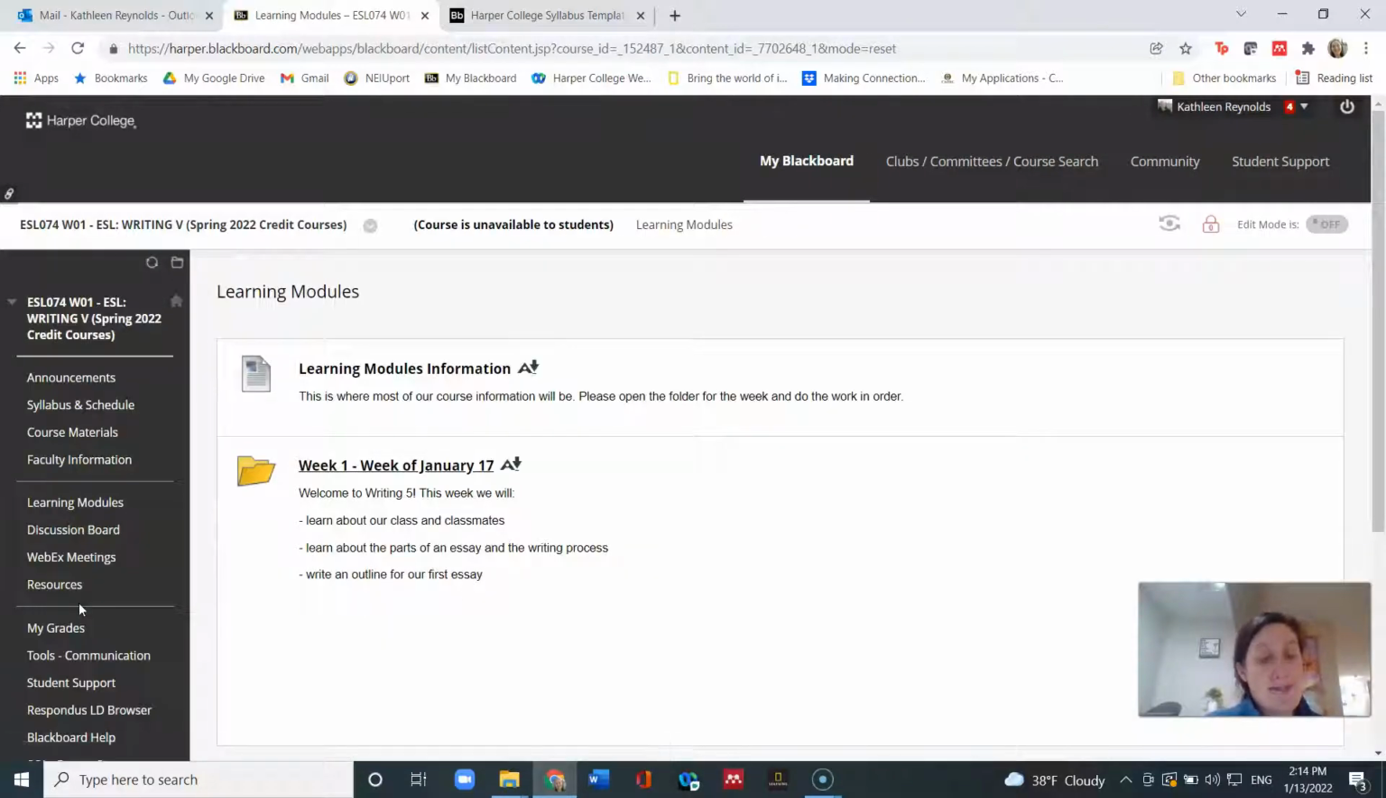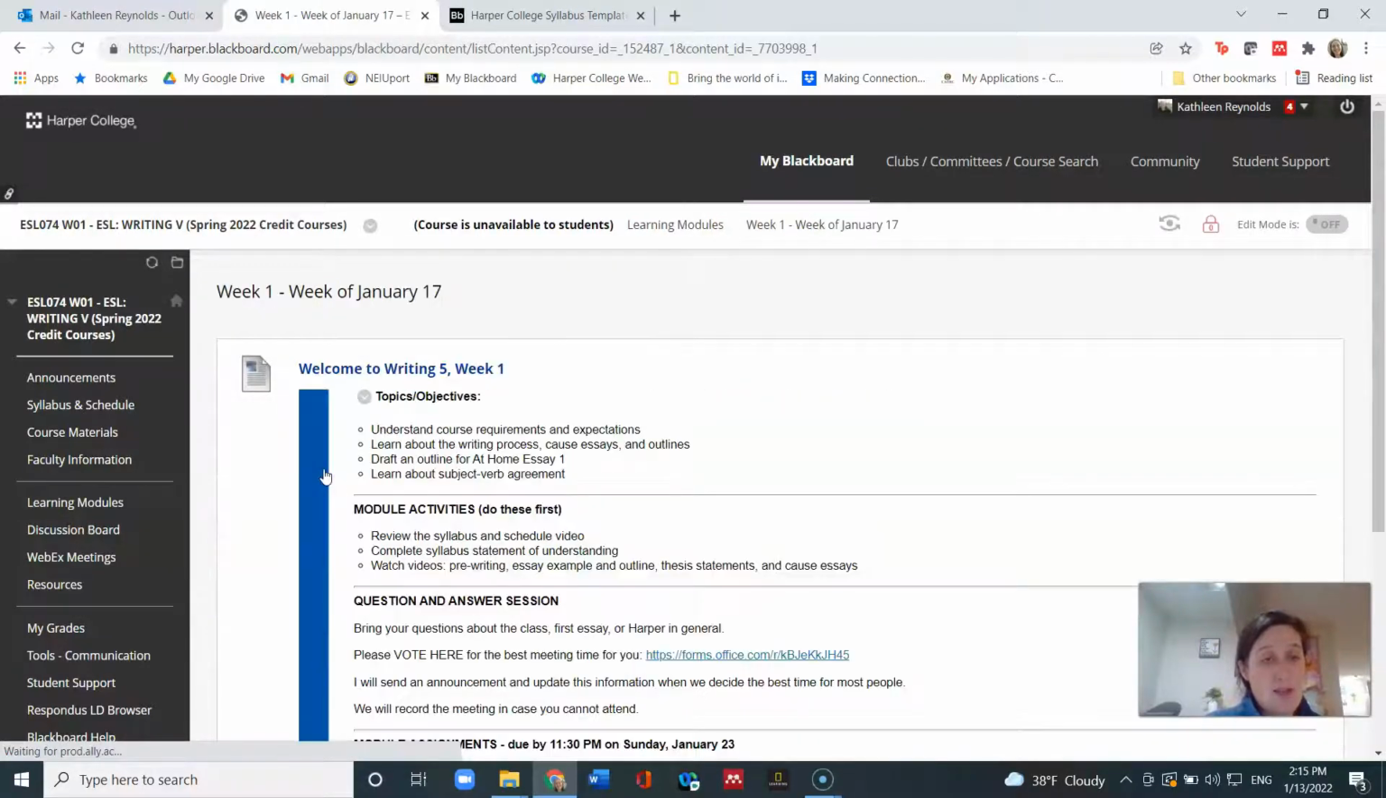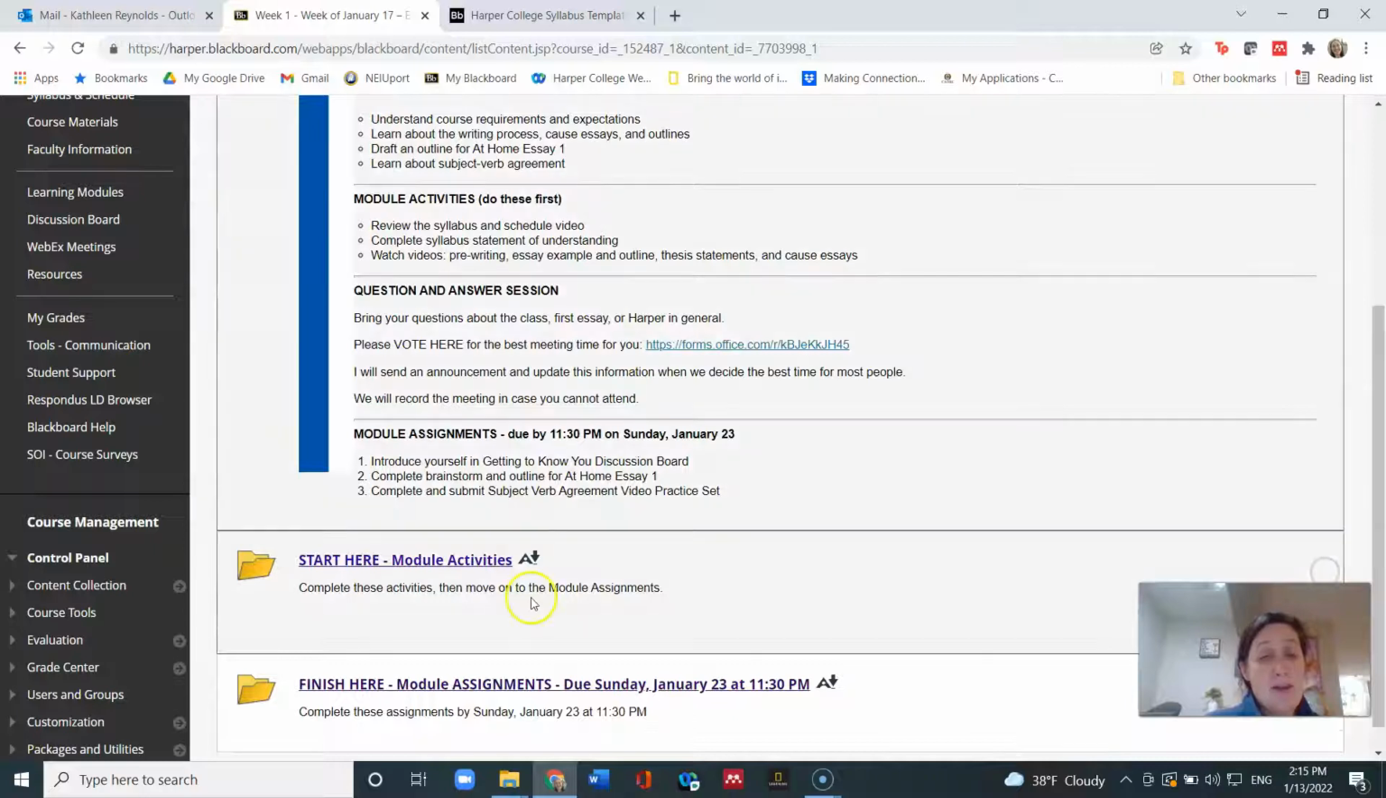Learning modules has a lot of the content for our class. So each week there will be a new folder. Okay, and within each folder, you will see the objectives of what we're studying. Then you will see 2 inside folders.